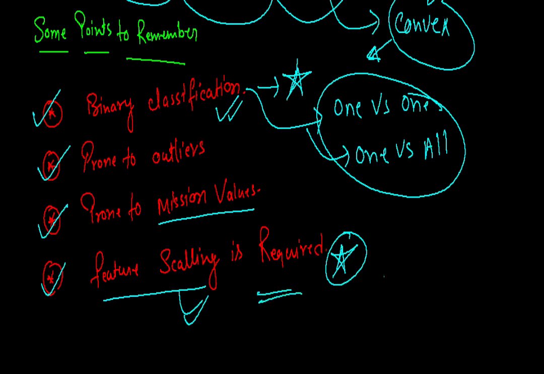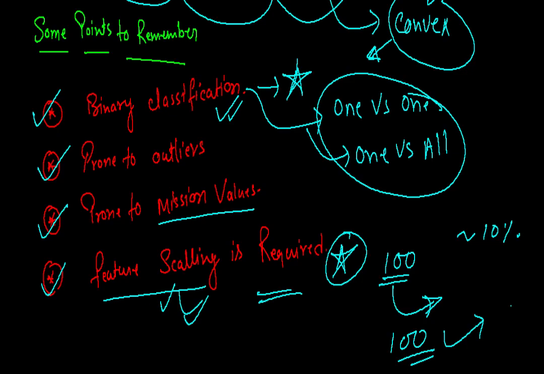If you are taking 100 iterations, for example, and you have not used feature scaling, the gradient descent will perform and minimize the loss to let's say 10%, okay? But if you have used feature scaling, in 100 iterations itself your loss will be reduced to like 1% or something, okay? So you can see there will be some improvement, so accuracy will be increased, okay?